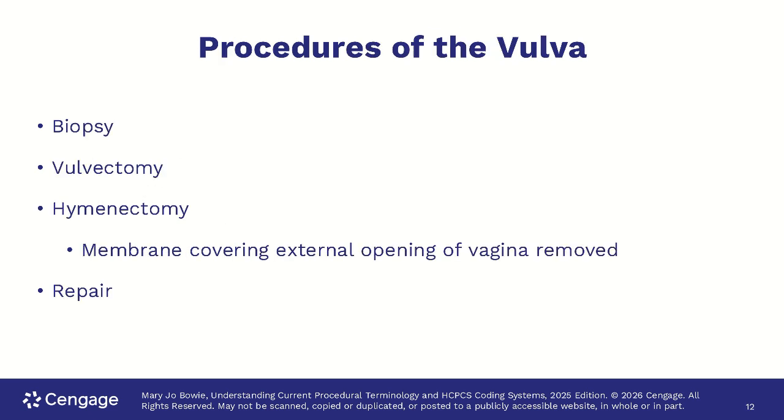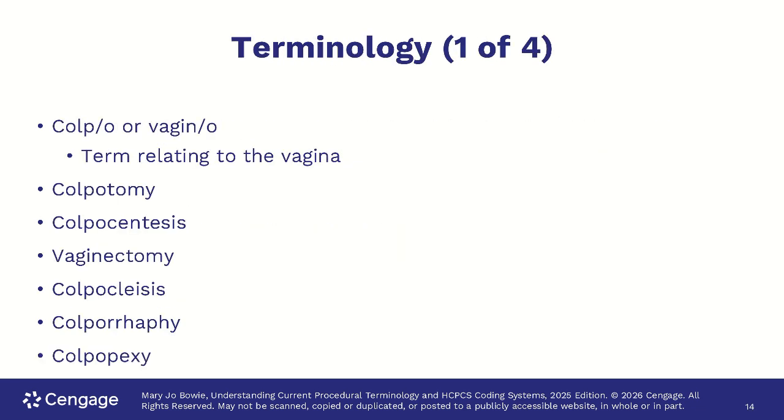All right, so then let's talk about some procedures on the vulva. You are going to, of course, see incision and drainage. You're going to see vulvectomy codes. You're going to see hymenectomy codes. And hymen is a term that you may not be familiar with. The hymen is a membrane that covers the external opening of the vagina. And then, of course, you're going to have codes for repairs.